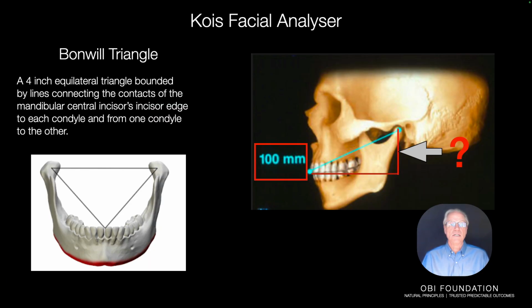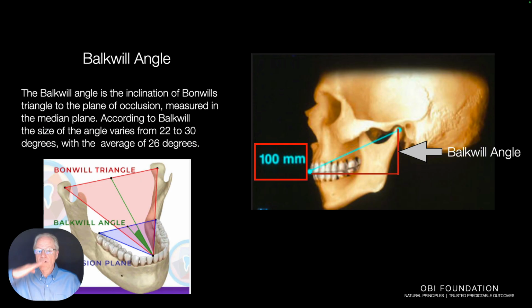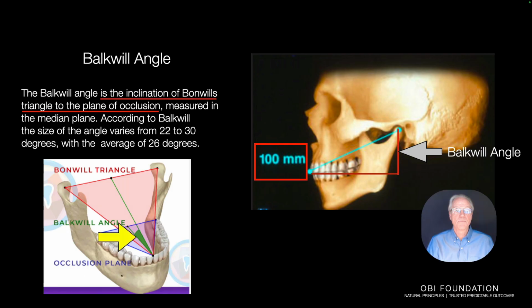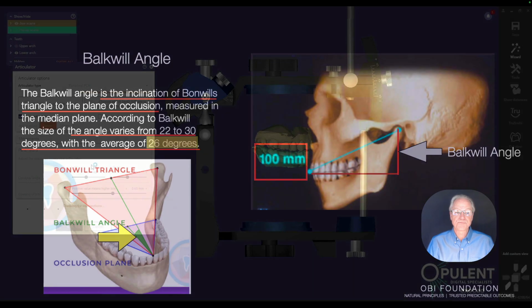Bonwell's triangle is a 4-inch equilateral triangle that goes from the condyles down to the lower incisal edge, and it typically has a measurement on average of about 100 millimeters. But how do you determine the angulation or the inclination of Bonwell's triangle? It is Bonwell's triangle, and is the inclination of Bonwell's triangle to the occlusal plane. And what they found is when they measure it, that it typically has a range between 22 and 30 degrees with an average of 26 degrees.